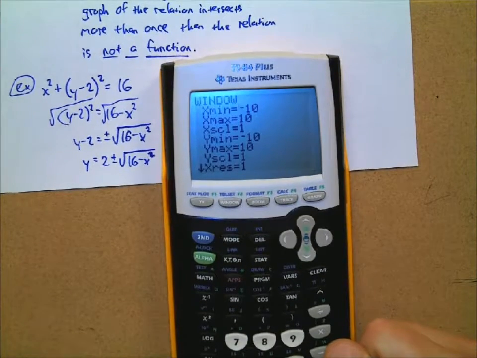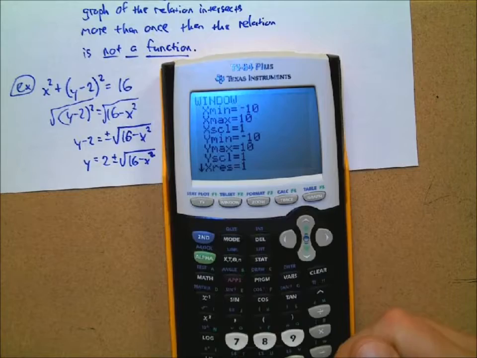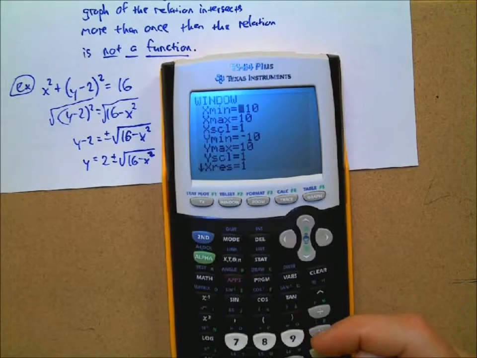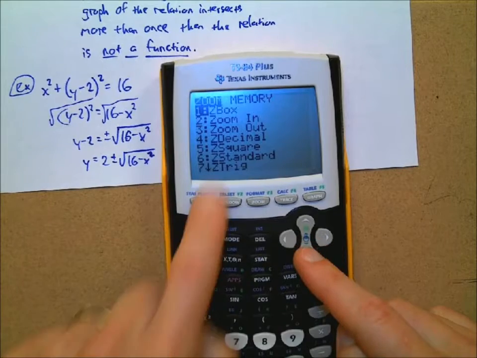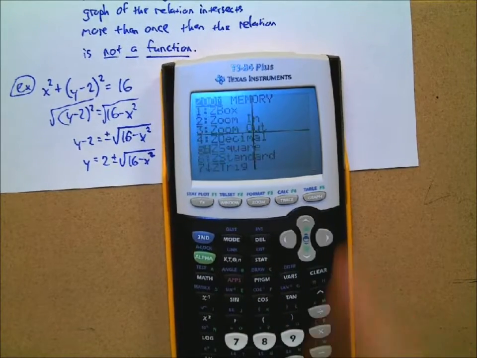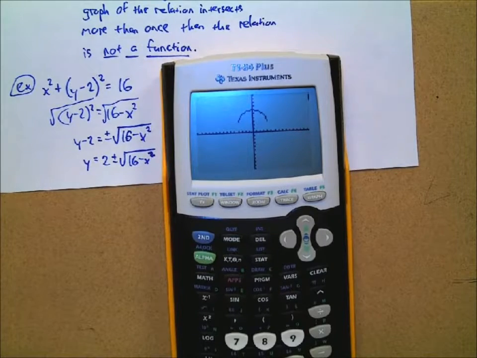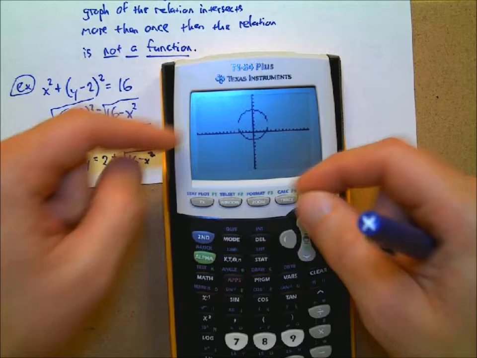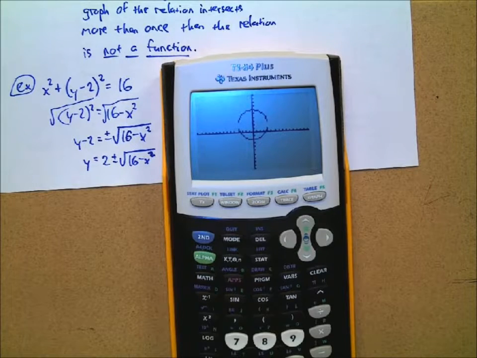There's actually a command on the calculator to fix the screen so that it's square. If you press the zoom button and go down to number 5, zoom square, it adjusts your window so that the x-axis has more values on it than the y-axis does, so it now looks more square. And there's your circle. And again, it would complete if you zoom in too.